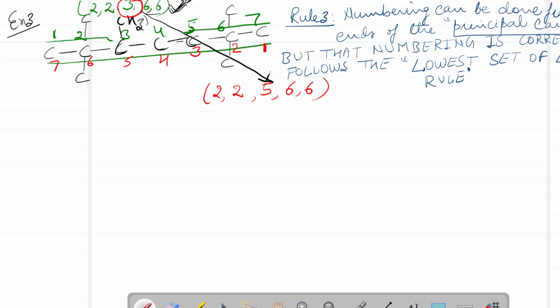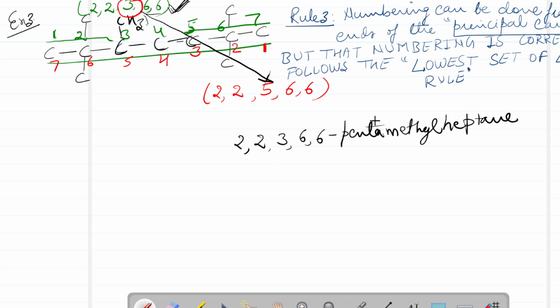So the name of this organic compound would be, first I would be writing the substituents. 2, 2-dimethyl. There are, sorry, 5 methyl substituents, so I would be writing 2, 2, 3, 6, 6-pentamethyl. 7 carbon in the principal carbon chain, heptane.